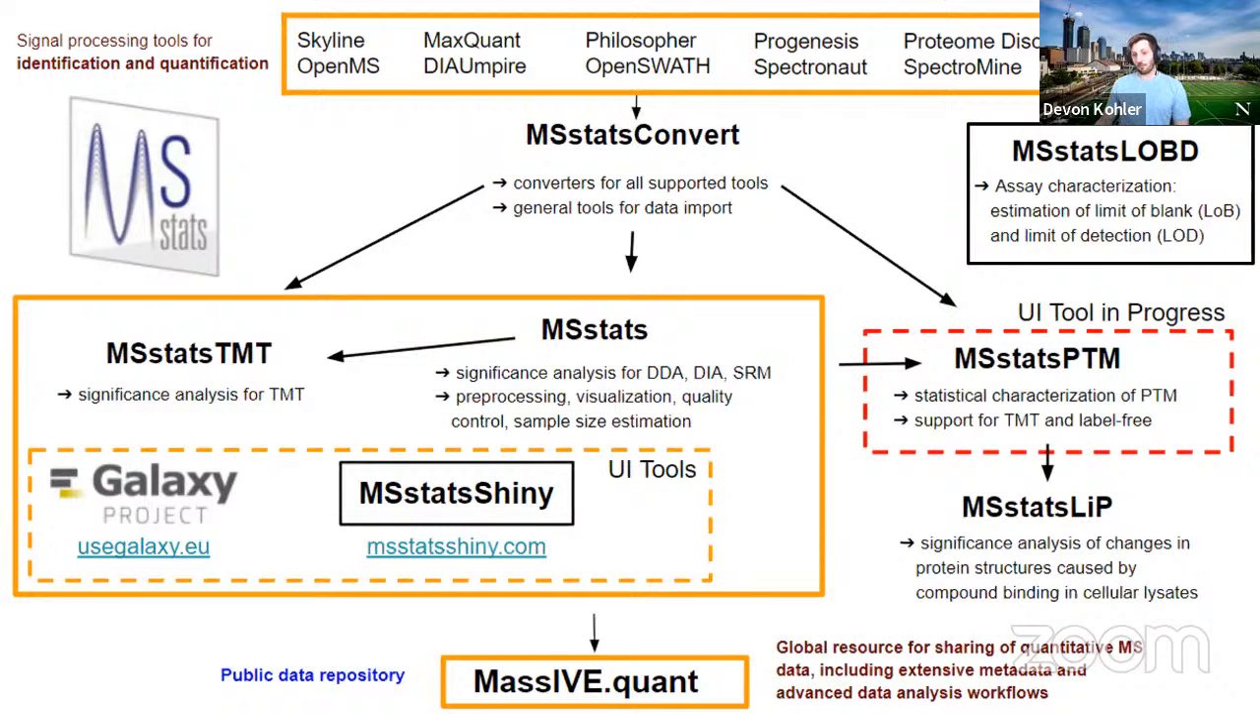So that's a general overview of all of the different packages. MSstatsLiP is available on Bioconductor right now. I'll go through each package individually and show their status. MSstatsLiP is our newest package, so I think it was just put on Bioconductor last October, but it's still in active development, so we just released a new update a couple weeks ago for it.